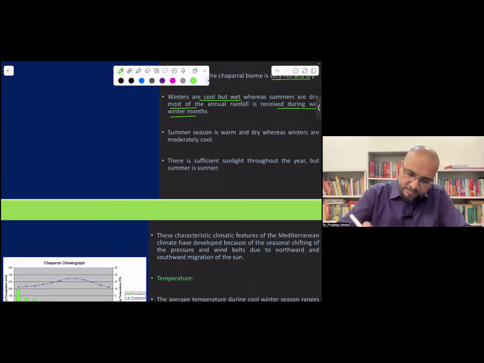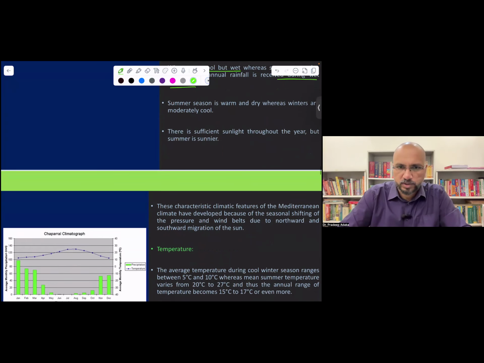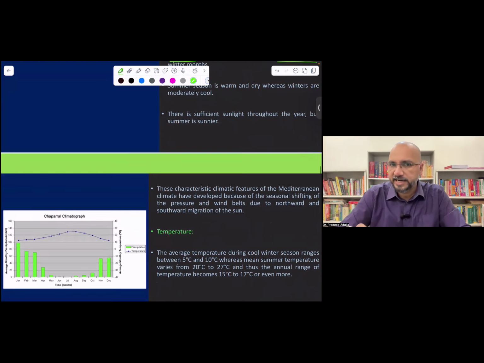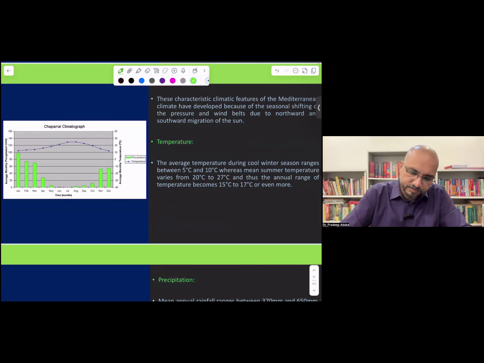Remember it. Okay? Summer season is warm, dry, whereas winters are moderately cool. They're not very cool, moderately mild winters, mild wet winters. So there is sufficient sunlight throughout the year, but summers are more sunny because in winter precipitation happens, so it is cloudy. Right? So these climate features are characteristics of Mediterranean climate.